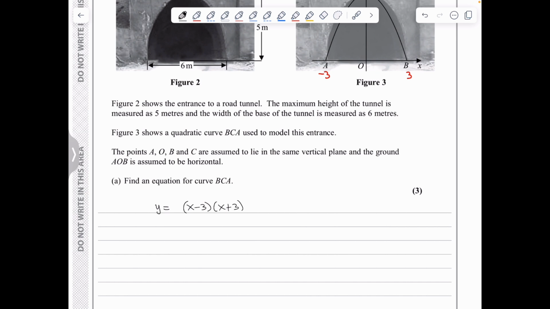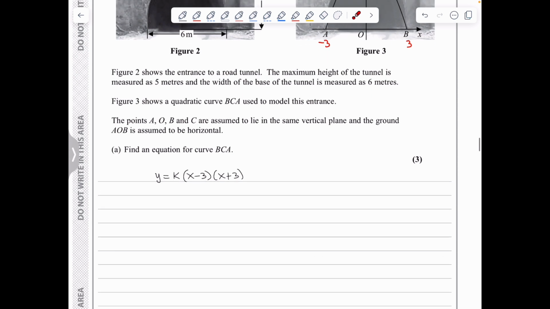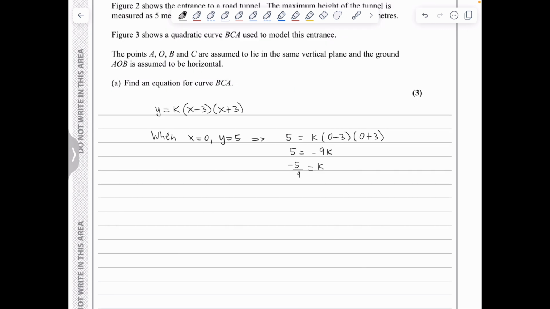However, there might be a constant, I'll call it k, outside. And I will actually use the third piece of information, that the y-intercept is 5, to determine the value of k. So when x is 0, we have that y is equal to 5. So I will substitute these two values to get that 5 is k times 0 minus 3, 0 plus 3, leading to 5 is minus 9k. So minus 5 over 9 is equal to k. And therefore, we've got the complete equation.